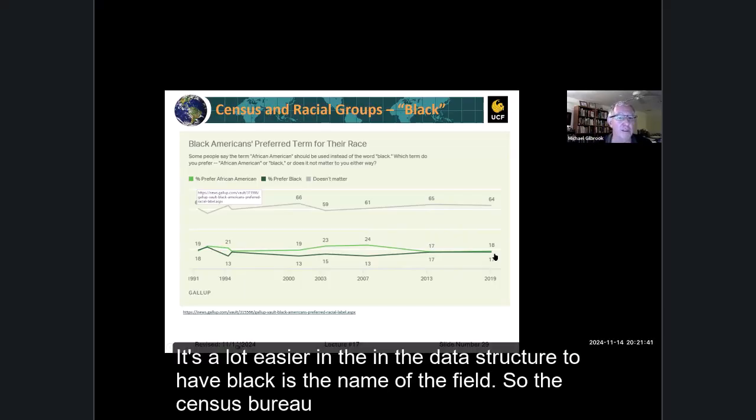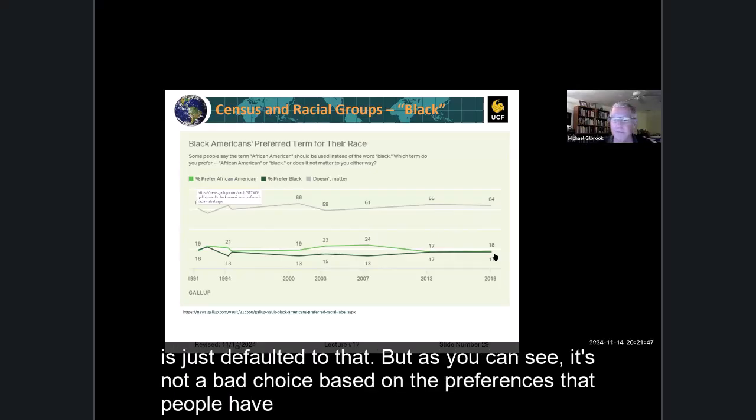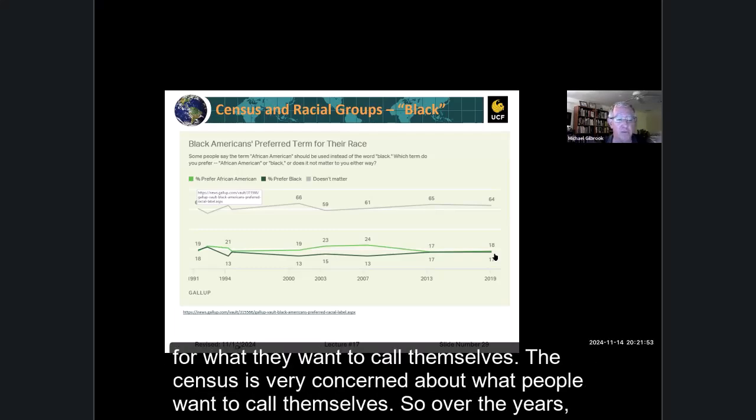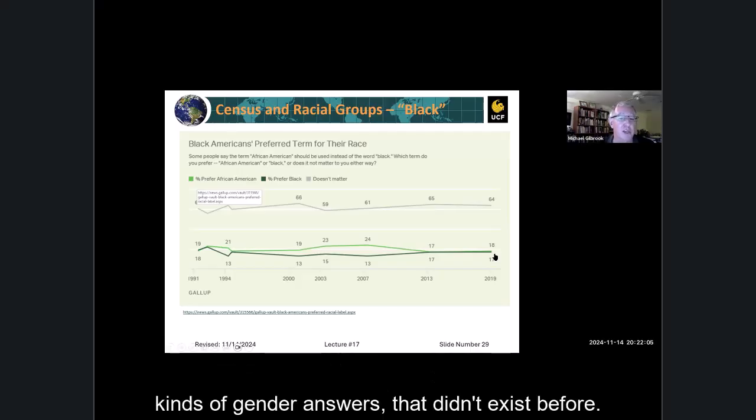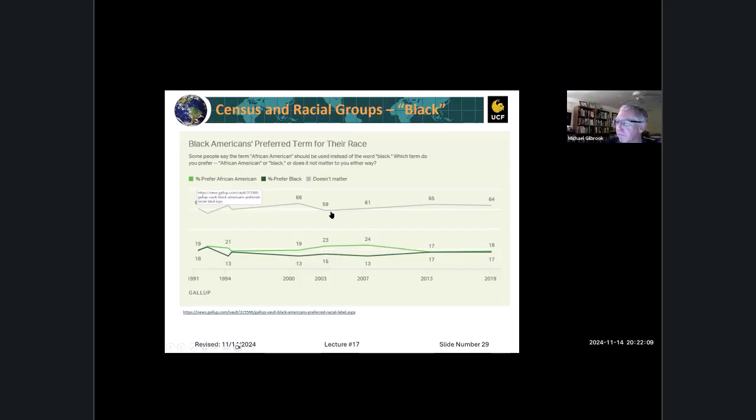It's a lot easier in the data structure to have Black as the name of the field, so the Census Bureau has just defaulted to that. But as you can see, it's not a bad choice based on the preferences people have for what they want to call themselves. The census is very concerned about what people want to call themselves. So over the years, things like gender, it used to be just male and female, and now there are opportunities to put in other kinds of gender answers that didn't exist before.